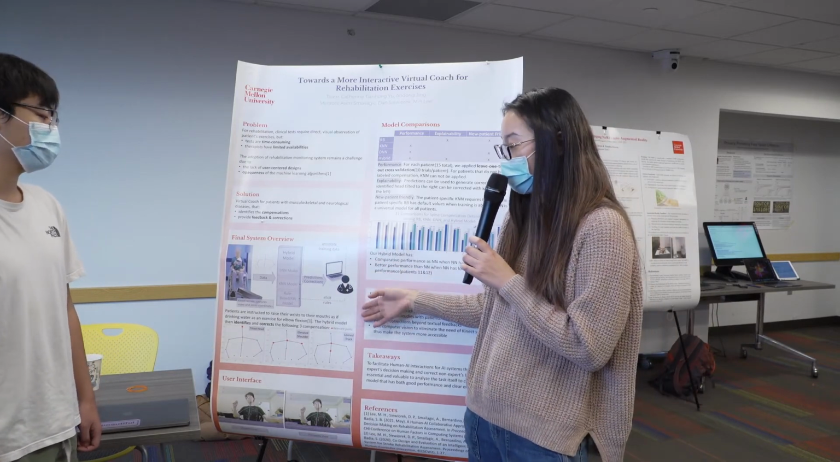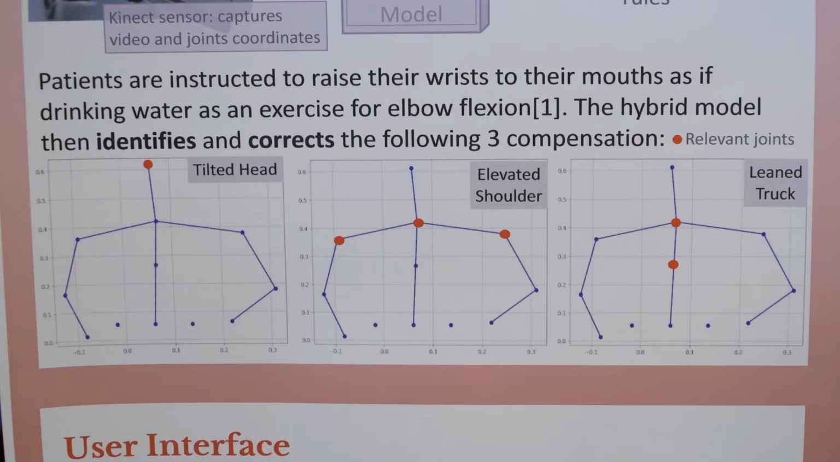So in our proof of concept, patients are instructed to raise their wrist to their mouth as if they're drinking water. This is an exercise for elbow flexion. So the hybrid model identifies and corrects the following 3 compensations. 1 is tilted head, 2 is elevated shoulders, and 3 is leaning trunk.